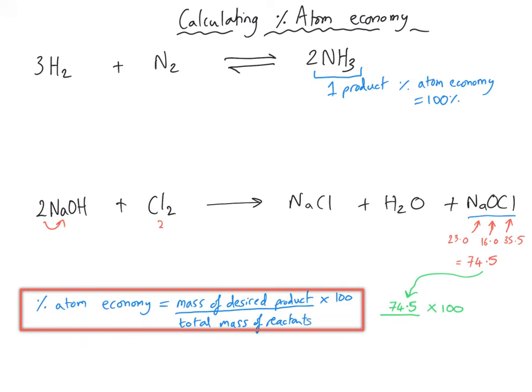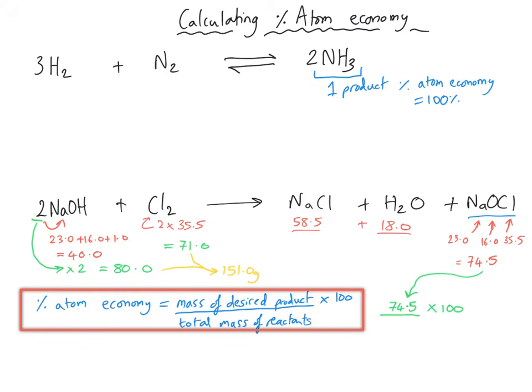And then the sodium hydroxide, the MR of sodium hydroxide is 40, but there are 2 of them, and the MR of chlorine is 71. And so we need to add that 80 to the 71, and we get 151 grams of reactant. Incidentally, this equation is balanced because the sodium chloride and the water add together to top the sodium chlorate up to 151 grams. So we've got 151 grams of reactant and 151 grams of product.